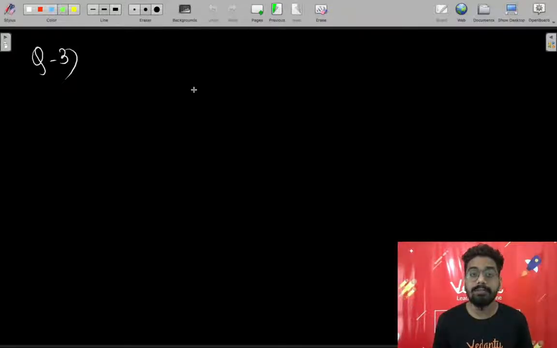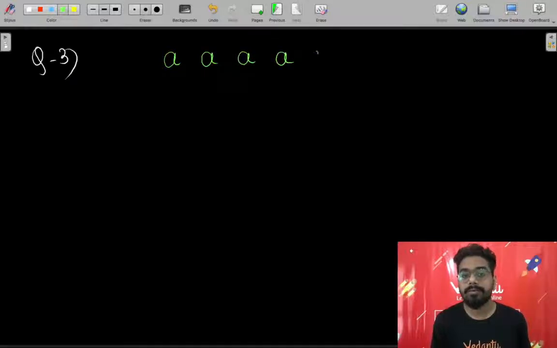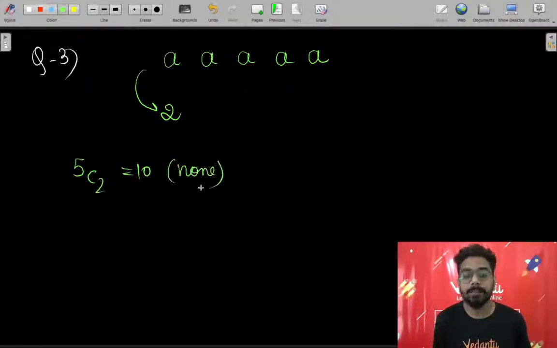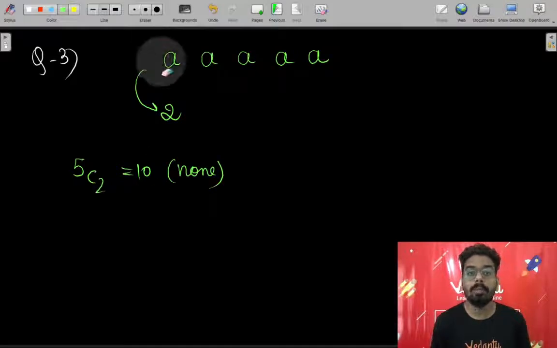Now it was given that we are having 5 similar chairs. What is chair? Chair is an object. So to understand this problem, I am taking alphabets. 5 similar alphabets. Now many of you, and we have to select 2. Many of you blindly using this formula 5C2 is equals to 10, and you have answered none. This was your blindness.